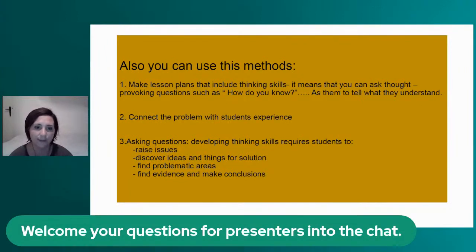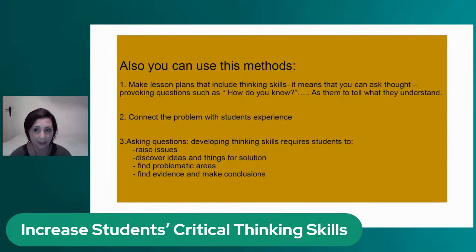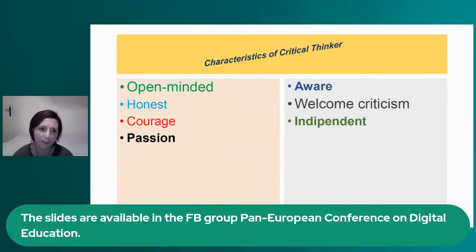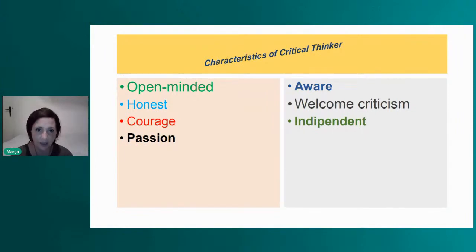Asking questions, developing thinking skills requires students to raise issues, discover ideas and things for solution, find problematic areas, and find evidence and make conclusions. So, the characteristics of critical thinkers are they are open-minded, they are honest, have courage to show their thinking, and passion about that. They have awareness about critical thinking. They welcome criticism and they are independent in their opinion. So, these are the most relevant characteristics of a critical thinker, and you will see in our real life that these people are around us.